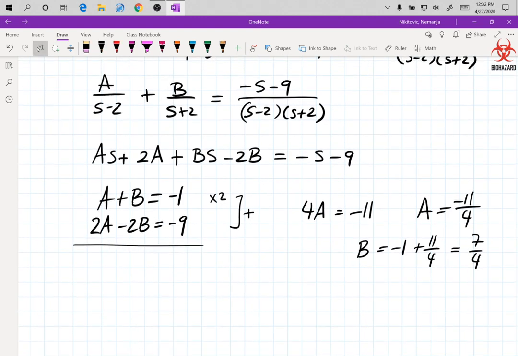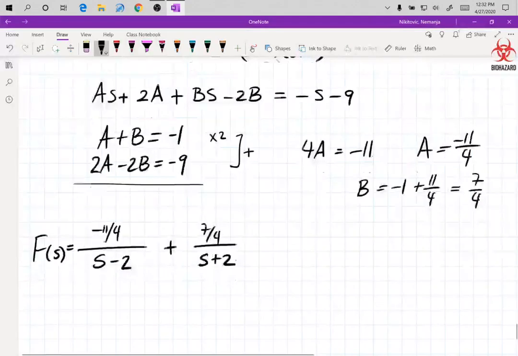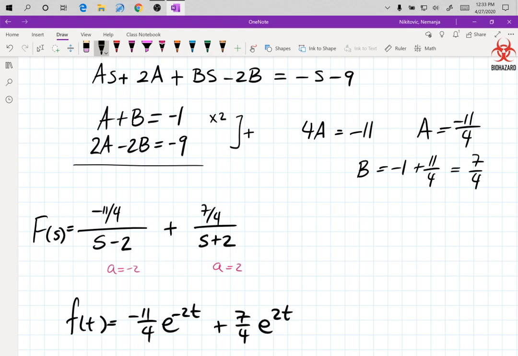So I have negative 11 over 4 divided by s minus 2 plus 7 over 4 times s plus 2. So that's our f of s broken. And now I have that my a is negative 2 and a is positive 2. So f of t converted is negative 11 over 4 e to the negative 2t plus 7 over 4 e to the 2t.